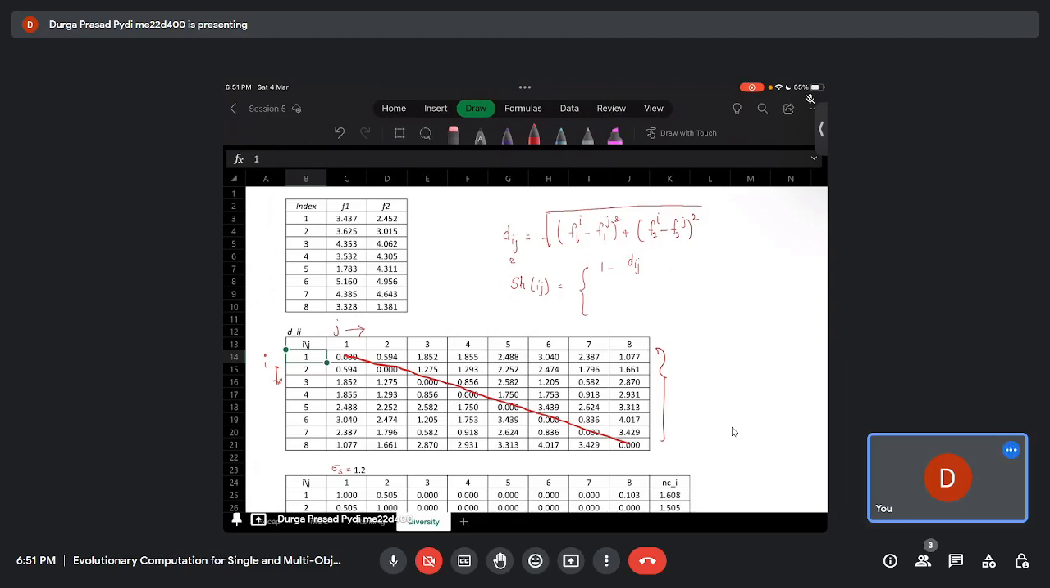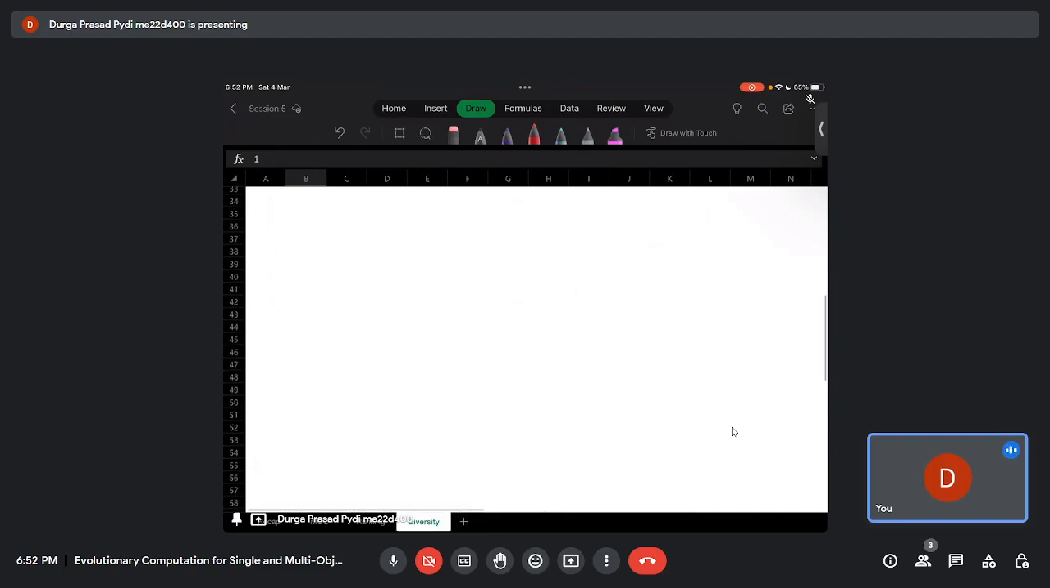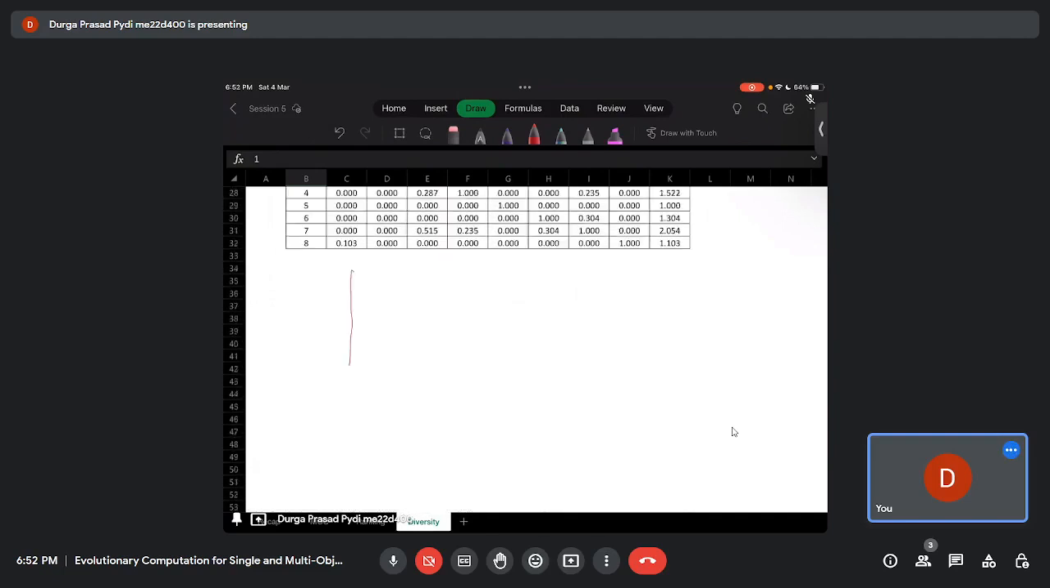To put it simply, say you are having a front like this. What I'm saying is I want to have the points at least spaced by a distance of 1.2 so that they'll span this entire curve. I'm having only 8 points, right?